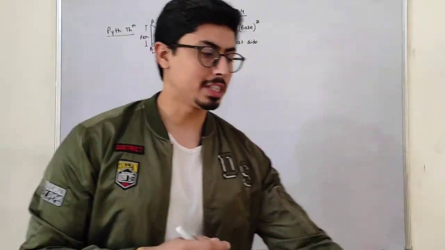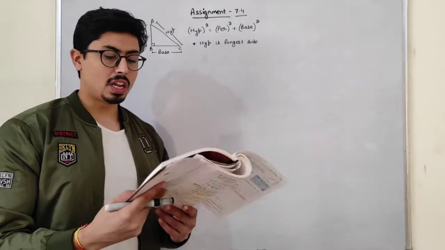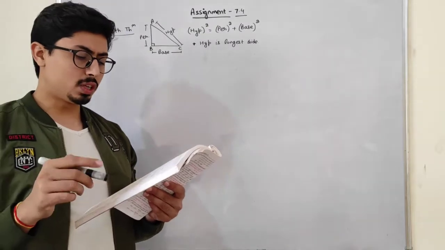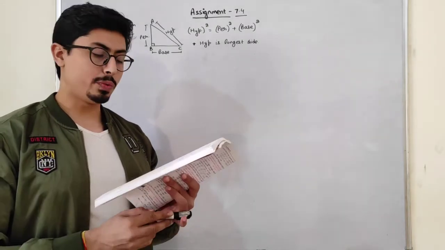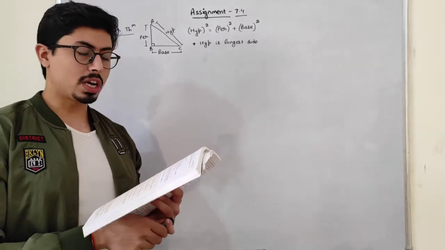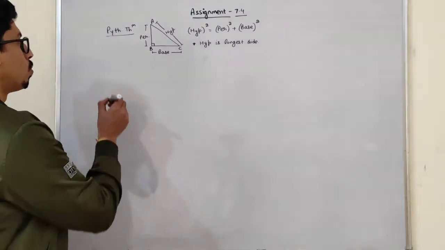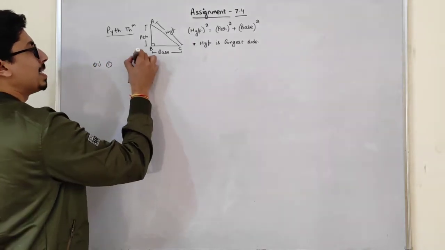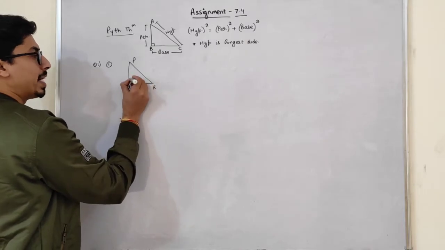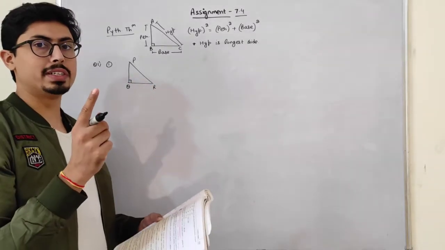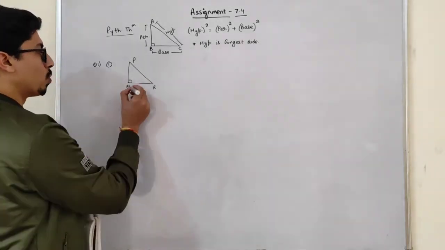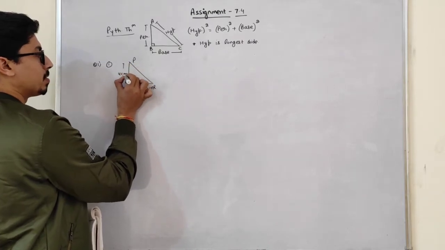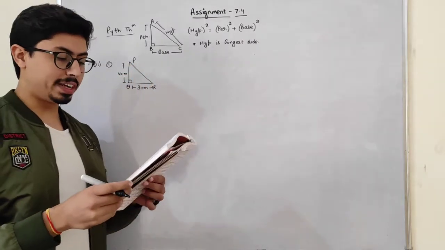So the first part of this assignment is the length of the hypotenuse of the right angle triangle whose other two sides are 3 and 4. We have to find out the length of the hypotenuse. This is a right angle triangle, name it PQR. The other two sides, other than the hypotenuse, are 3 centimeter and 4 centimeter. And students, we have to find out the hypotenuse.